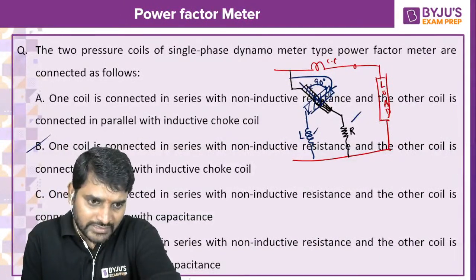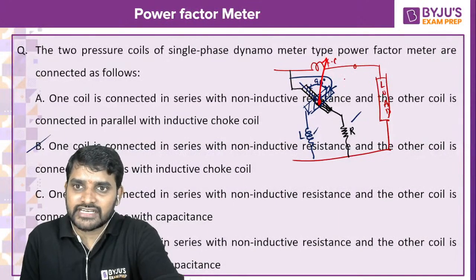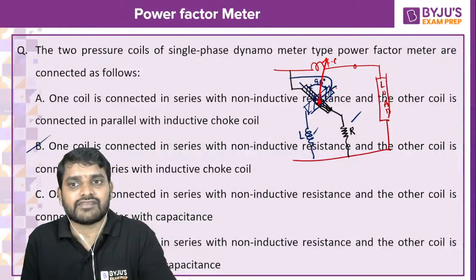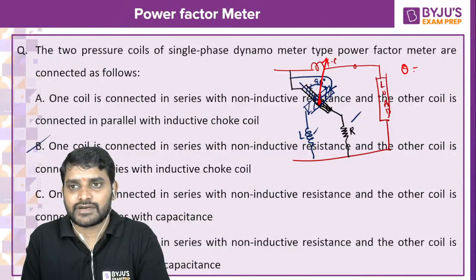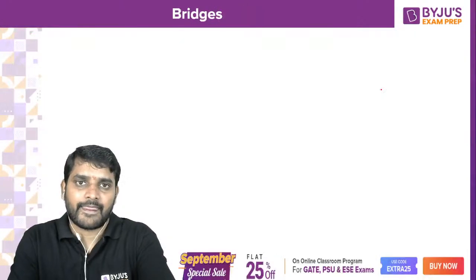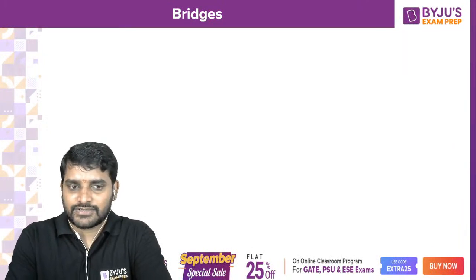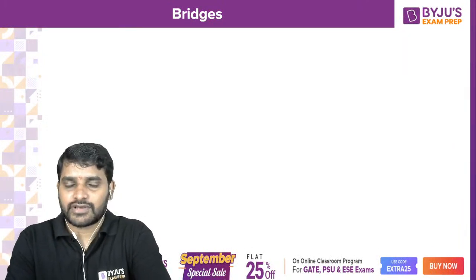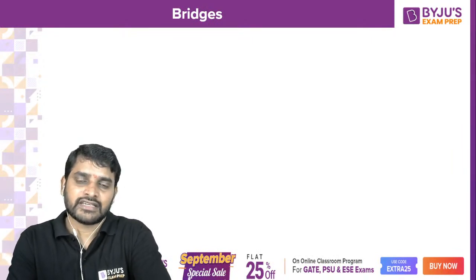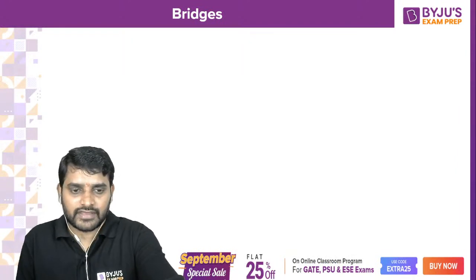So the moment the pointer deflects, the deflection theta itself gives the power factor. So we will design like that. So these are some questions on watt meter, energy meter, PMMC, MI, and power factor. And let's have a look at bridges.